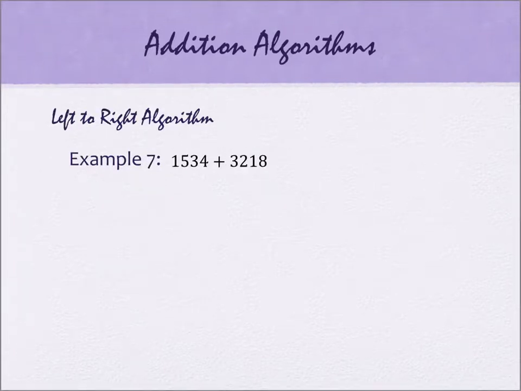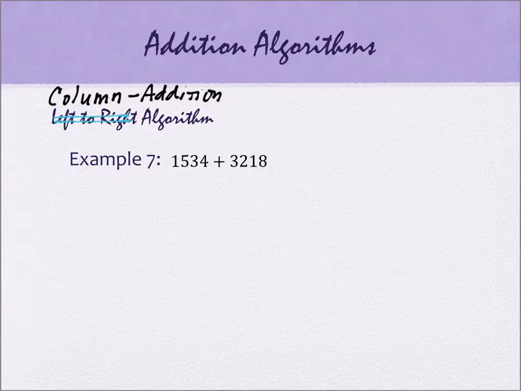Another algorithm that's interesting, actually this is a typo, I didn't get this fixed from my previous slides. It used to be called the left to right algorithm. What's it called in your notes right now? Yeah, they call it column addition. They changed the name. Whether you call it column addition or the left to right algorithm, it does the same thing. The idea is that it's separating each of our values. Here's 1,534 and 3,218, and you're adding them by column or by place value from the left to the right.